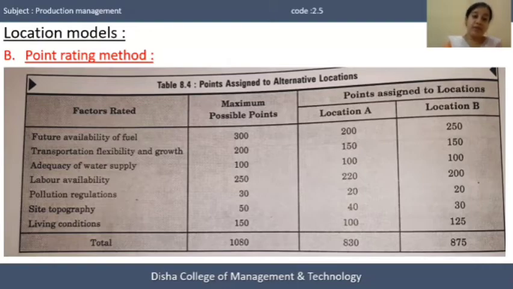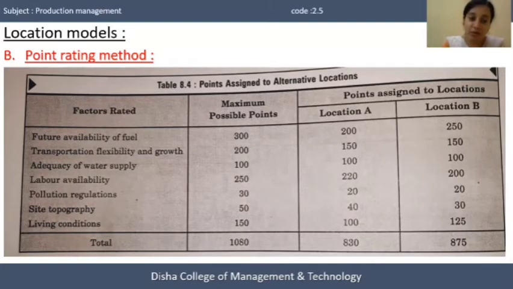With this example, you can get a clear idea about the point rating method. If the industrialist adopts the point rating method for identifying a good location, first he has to identify different factors which are important to them, like future availability of fuel, transportation flexibility and growth, adequacy of water supply, labor availability, pollution regulation, site topography, living condition. After that, he identifies which factor is important to him. All factors are not equally important to an industrialist.